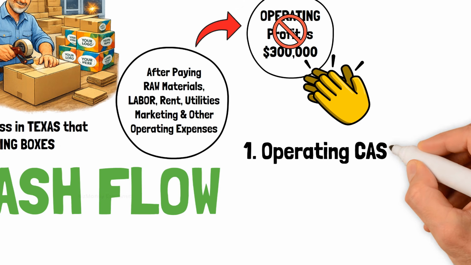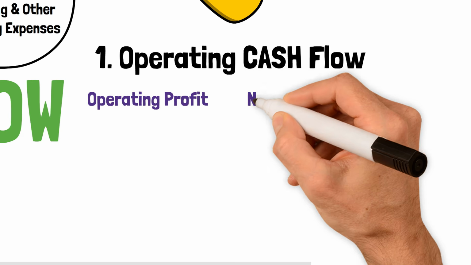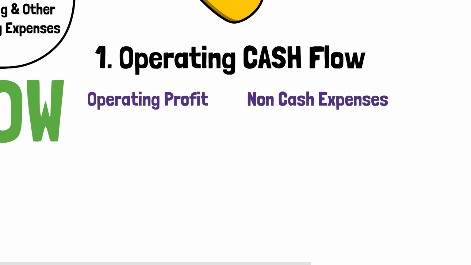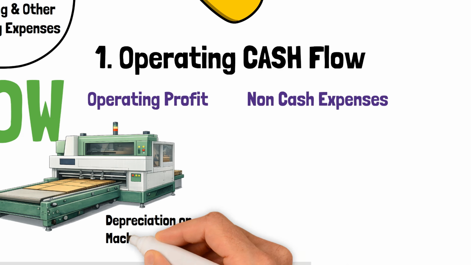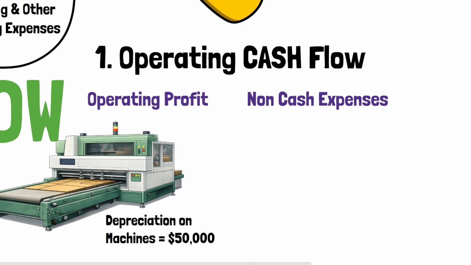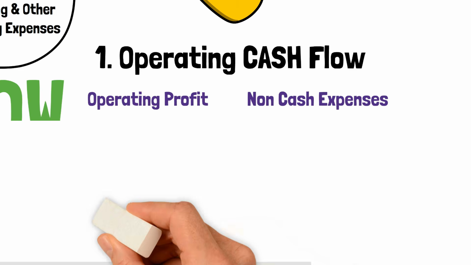First, we calculate operating cash flow. Start with operating profit and adjust for non-cash expenses. Suppose depreciation on machines is $50,000. Depreciation reduces profit but does not involve real cash leaving the business, so we add it back.